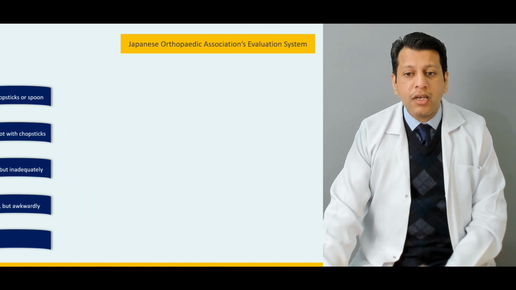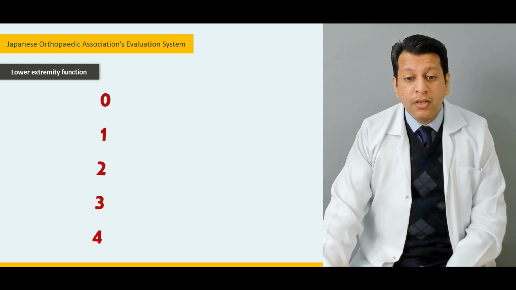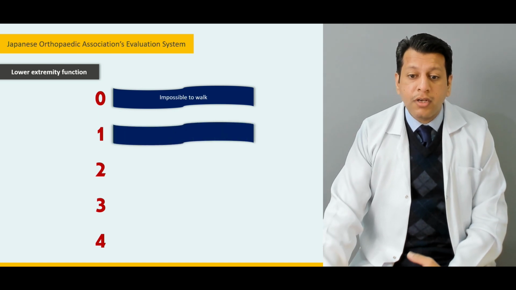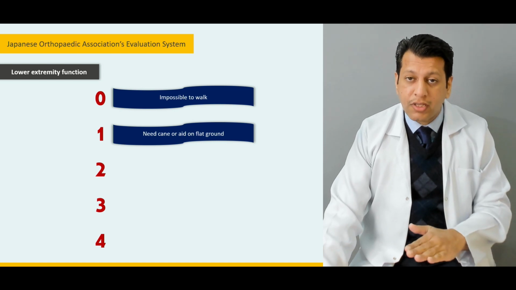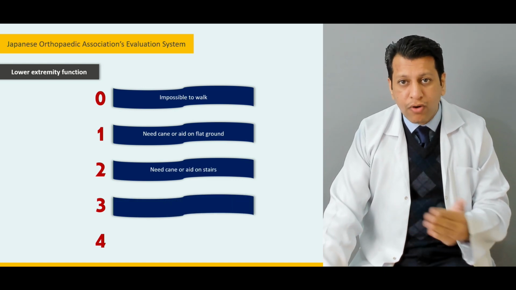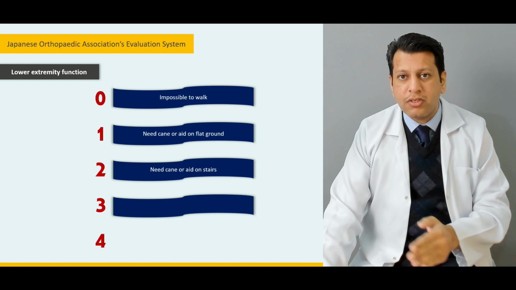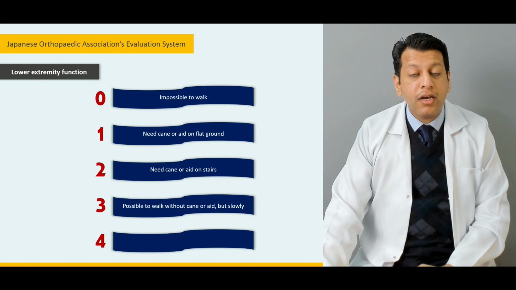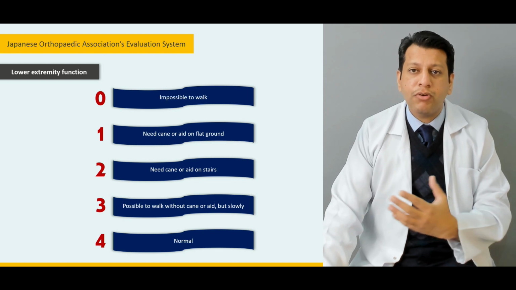Actually, this upper extremity function signifies the motor function or the manual dexterity function of the patient. Then comes the lower limb. For the lower limb, the lower extremity function is mainly related to gait. You give 0 points if it is impossible for the patient to walk. Then if the patient needs a cane or aid even on a flat surface, you give 1 point. But if the patient can walk without an aid on a flat surface, but to climb up or come down the stairs needs some help, then you give 2 points. If the patient is able to walk without a cane or aid, but slowly, that is 3 points. And when the patient is walking normally like any other healthy individual, you give 4 points.